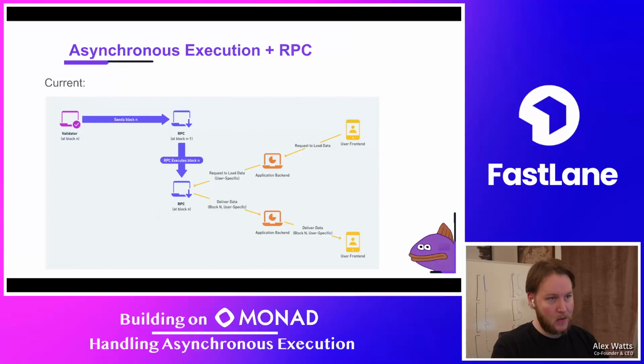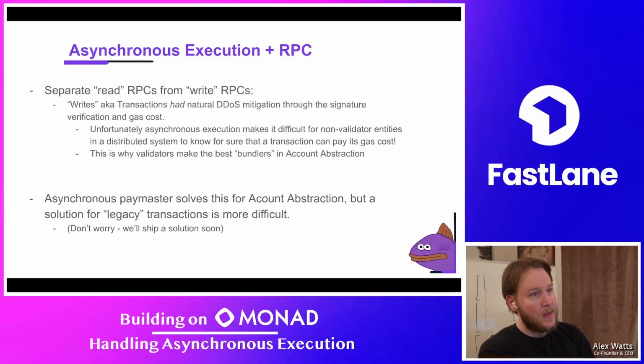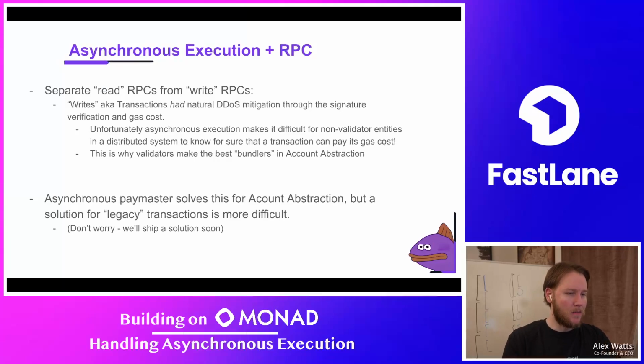So again, the current system is user front ends call backends, which then call an RPC. These are both network hops. Meanwhile, the RPC is also being sent the updated blocks from the validator, and it's also executing these blocks in order to figure out the most recent state so it can respond to the app backend's requests. It's a lot of network traffic. And so one of the things that we are very interested in doing is separating reads from writes. With blockchains, by the way, a write is just a transaction that updates the state. Reads, or view calls as some people might refer to them, are just reads.